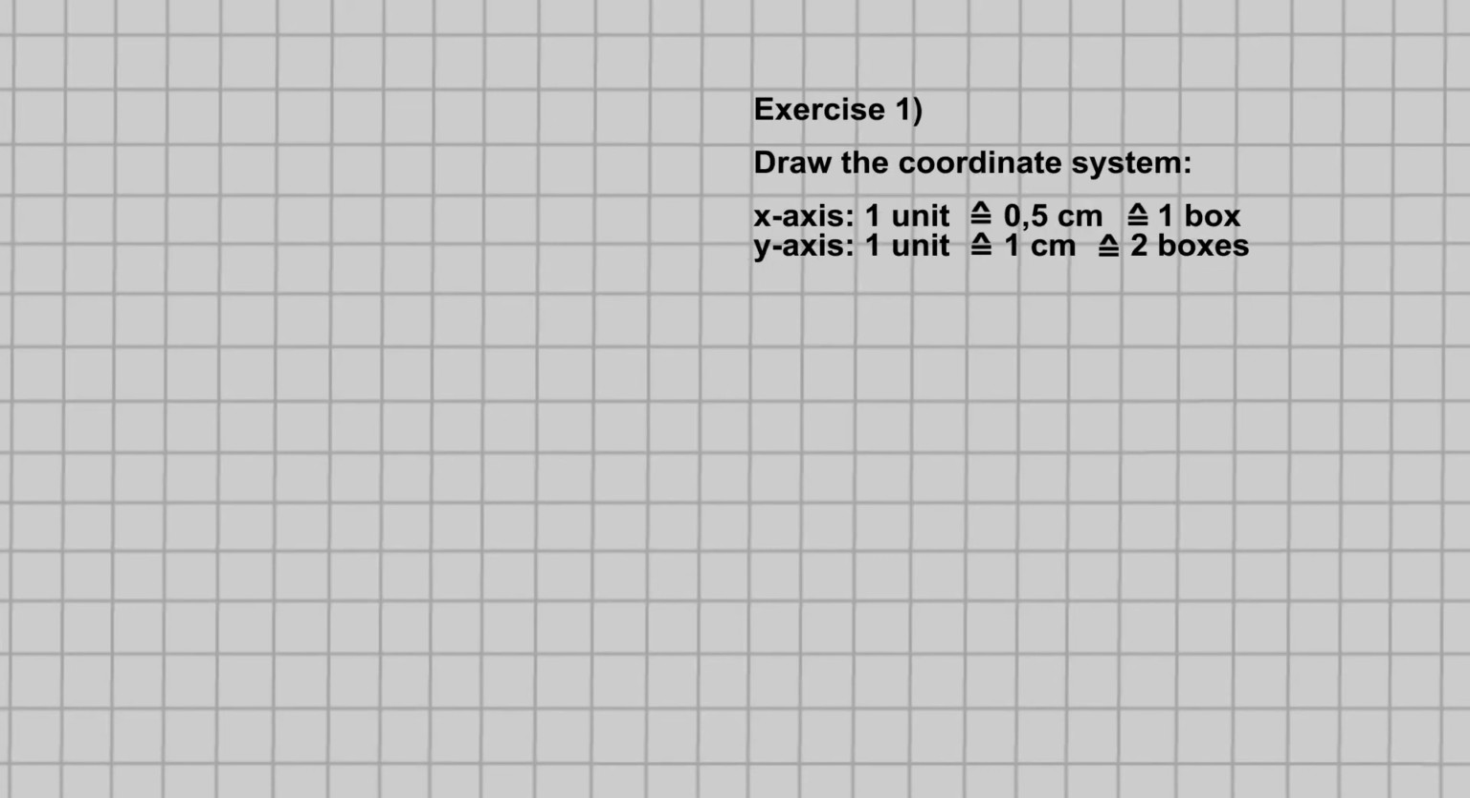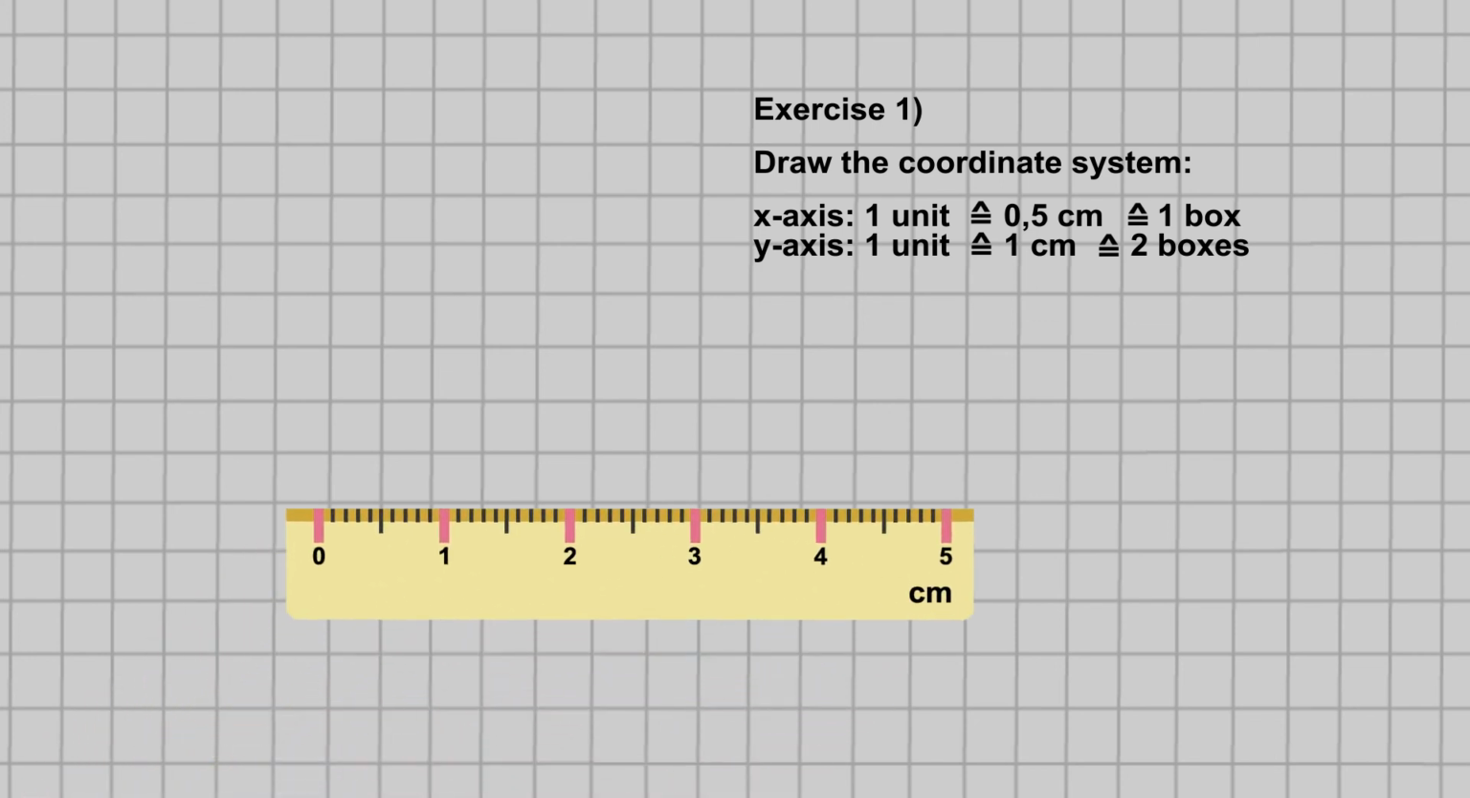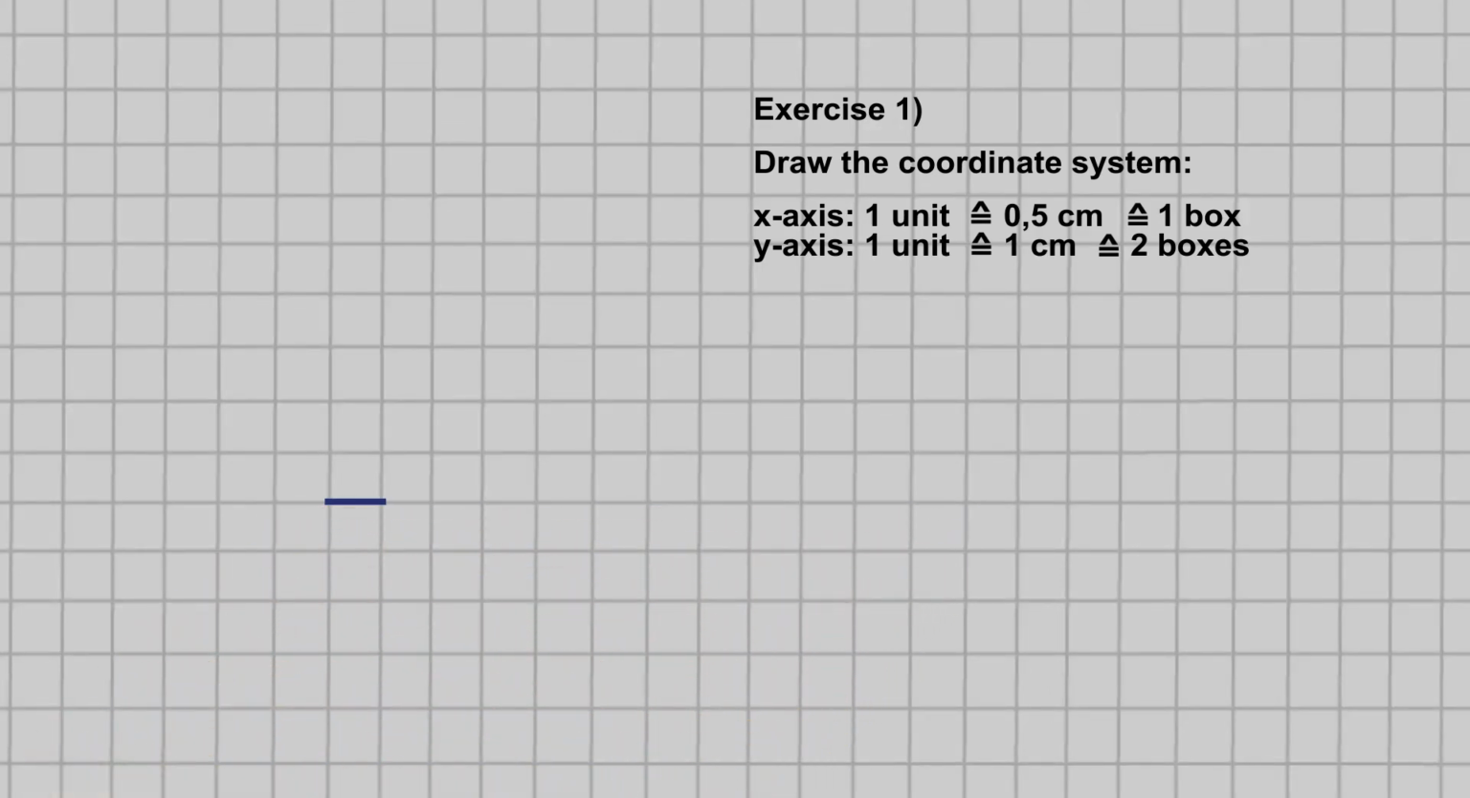Let us look at an example. Draw the coordinate system. X-axis, 1 unit corresponds to 0.5 centimeters, corresponds to 1 box. Y-axis, 1 unit corresponds to 1 centimeter, corresponds to 2 boxes. For the x-axis, we measure 0.5 centimeter to designate the length of the unit, or we simply note that 1 box corresponds to our desired unit's length. Then we add on the remaining units and label the axis.